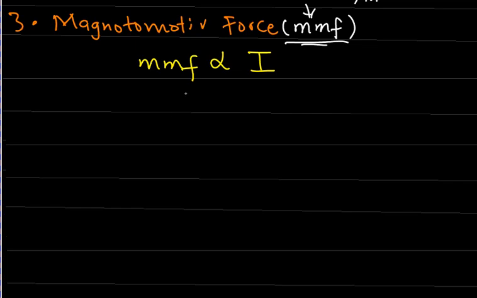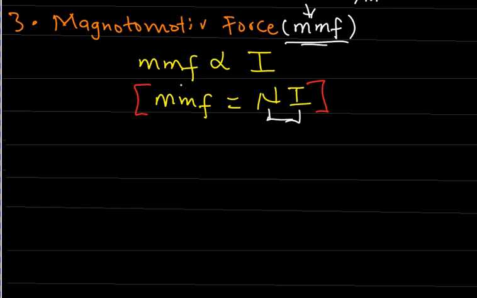And of course, if I remove this proportionality, I'll bring in a constant. The constant is simply the number of turns of the coil. So please take note of this. This is the magnetomotive force which establishes magnetic flux in a magnetic circuit.